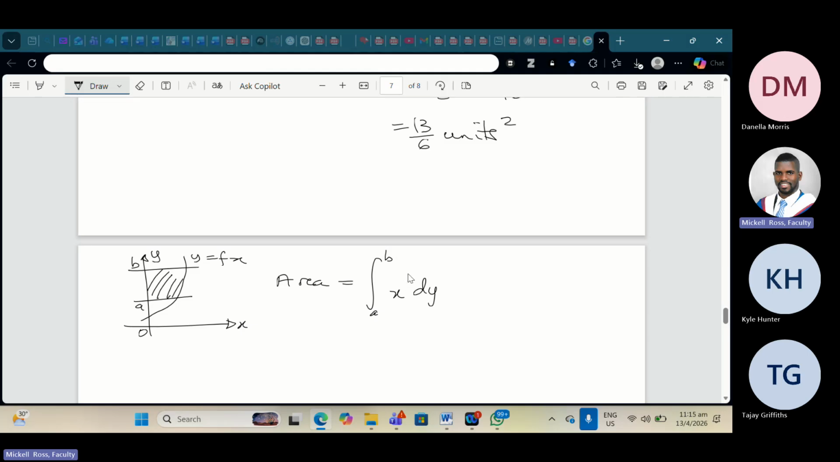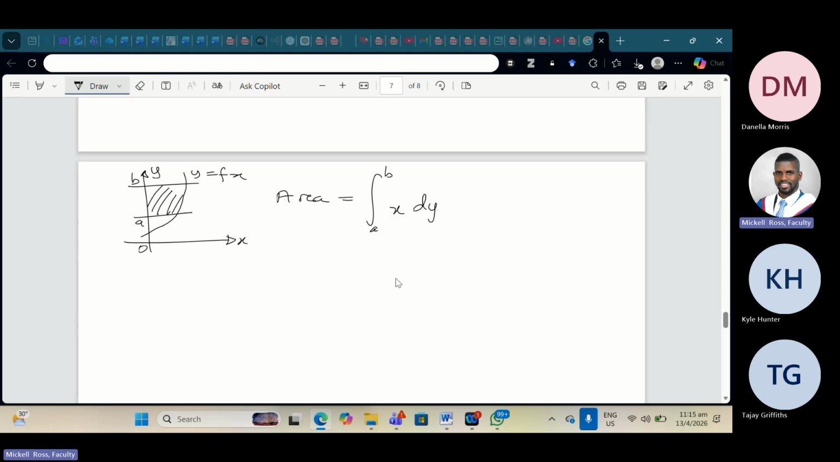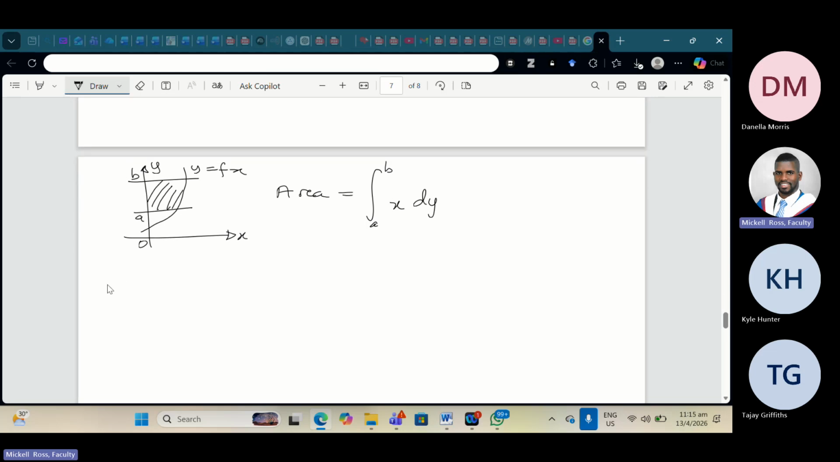All right, so that's how we're going to integrate these functions. Let's go.